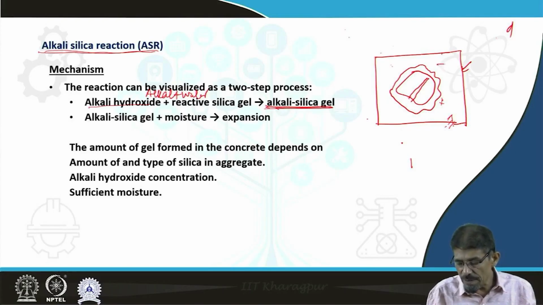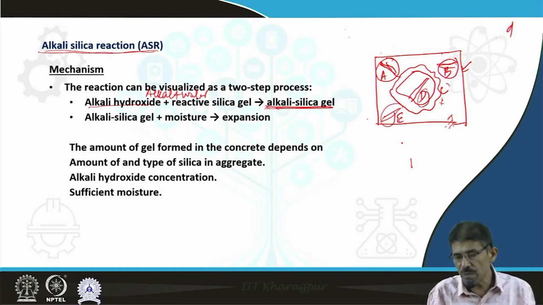Besides this, if space is available in the paste, then the alkali silica gel also moves toward this space in the concrete. Suppose point A, point B, point C, point D, point E. Point A is experiencing expansion, point B is experiencing expansion, and so on for C, D, E. The framework is the same. The boundaries are not going to allow expansion or adjustment. Inside there is expansion, then what happens?